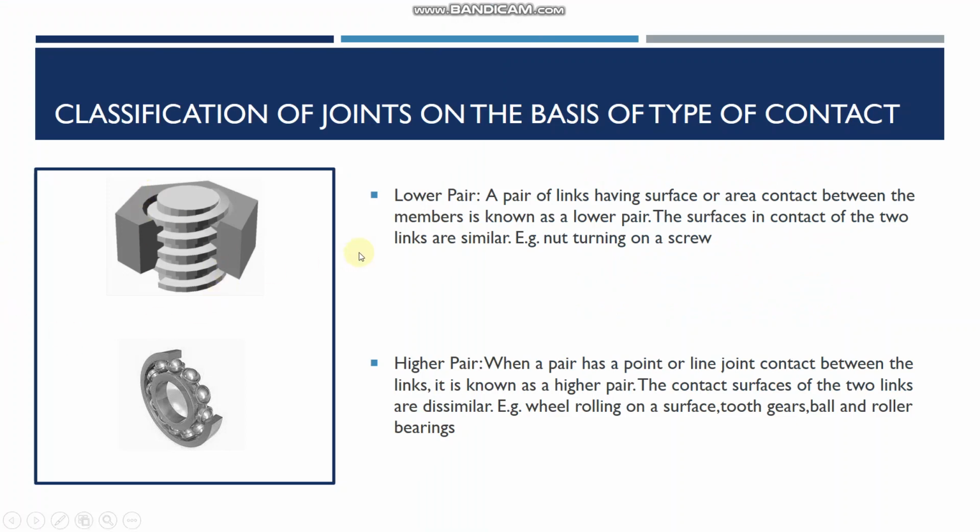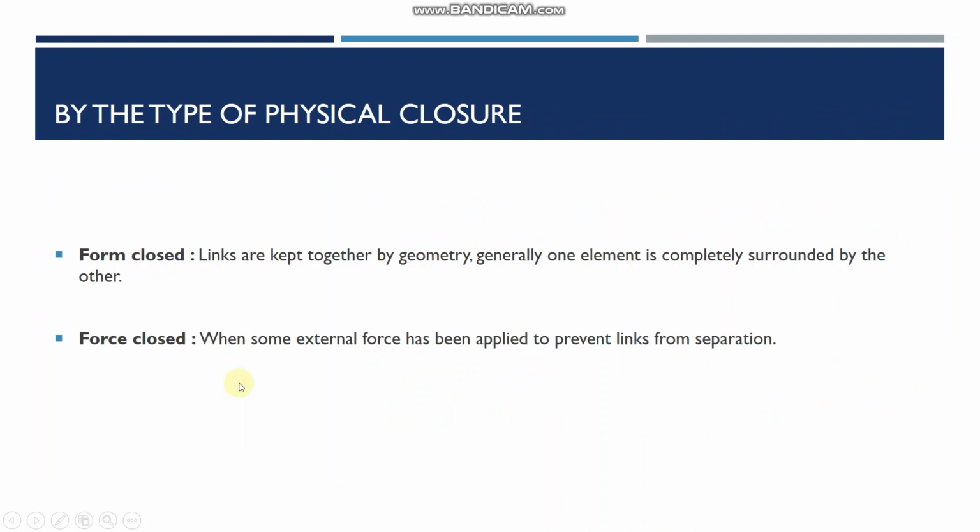A lower pair is when the links in contact have some surface of area contact between them, then it is known as a lower pair. And when the two links in contact either have a line or some point in contact, then it is called a higher pair. For example, this nut and a screw have a lower pair joint between them, and this ball bearing has a higher pair joint between them.